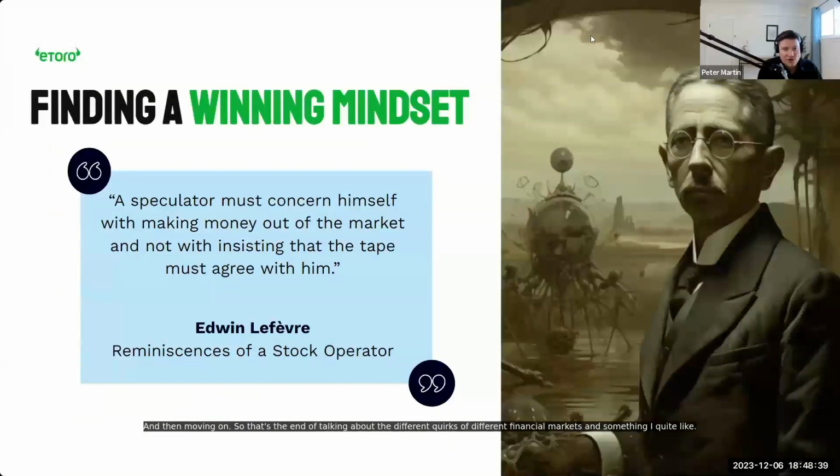And then moving on, so that's the end of talking about the different quirks of different financial markets. It's something I quite like. Moving on to finding a winning mindset.